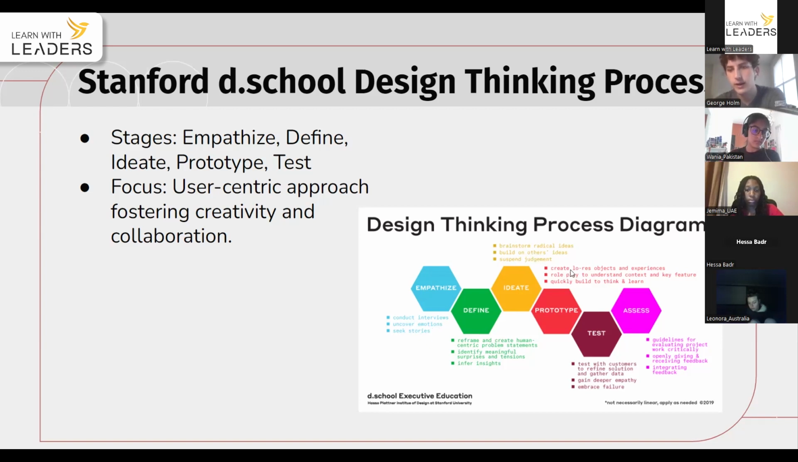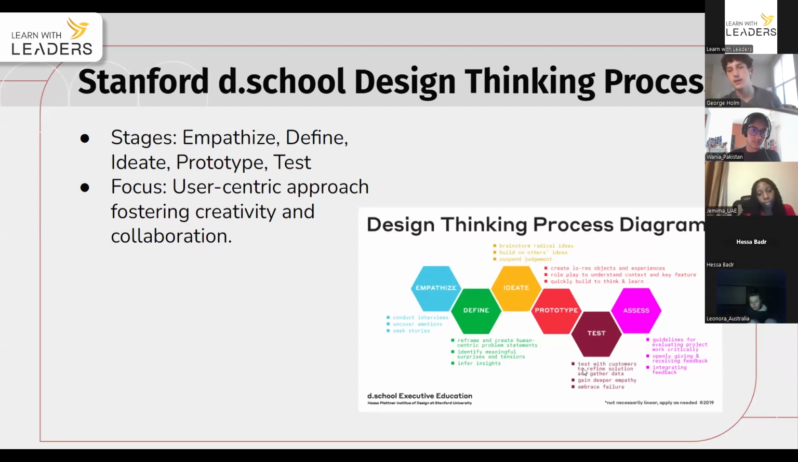So again, these are all very similar to each other, and it just shows that you can have a million different design protocols, but the important thing is that you're following this general flow of the design process. They actually split up what we would think of as the last stage in the double diamond approach into test and assess.